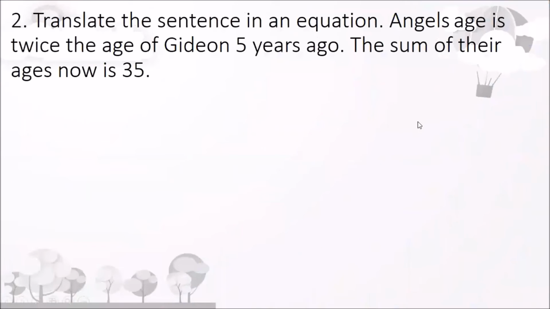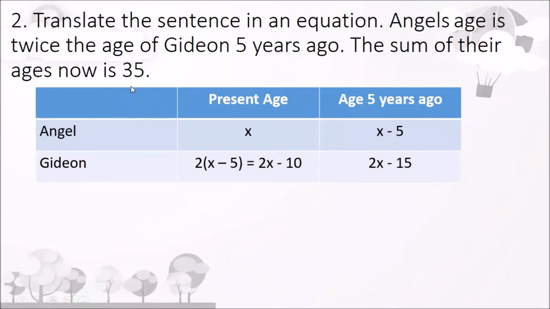Next, number 2. Translate the sentence in an equation. Angel's age is twice the age of Gideon 5 years ago. So, the sum of their ages is 35. So, make a table for Angel's age and for Gideon's age. So, this is the present age x for Angel, and 2 times x minus 5.